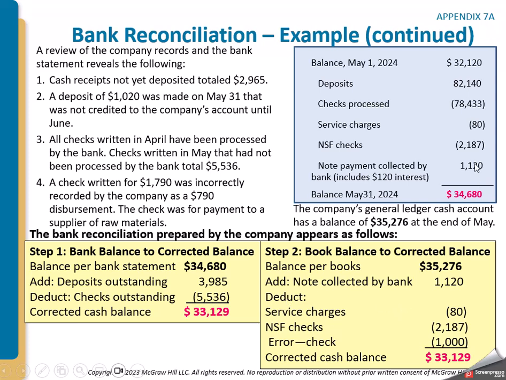Then we go to the books and ask, what happened in the bank that we don't know about? We didn't know about the service charges. We didn't know about those NSF checks. And we did not know about the note that was collected. And then there is $1,000. If you look over here at number 4, we wrote a check for $1,790, but for some reason it only got cashed for $790. So then we owe another $1,000, but we have to adjust our balance so we know what it relates to.